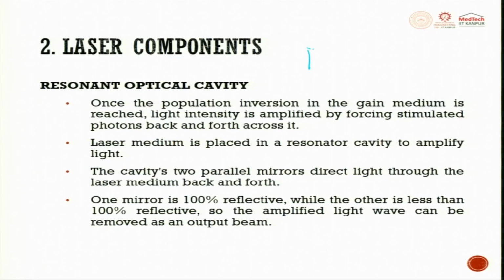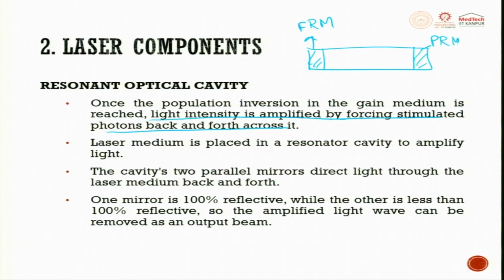That is why I told you there is a medium. So, this is a fully reflecting mirror, and this is a partially reflecting mirror. The gain medium amplifies the light when inversion is reached, and the light intensity is amplified by forcing the back and forth movement of photons. The laser medium is placed in a resonating cavity to amplify the light.